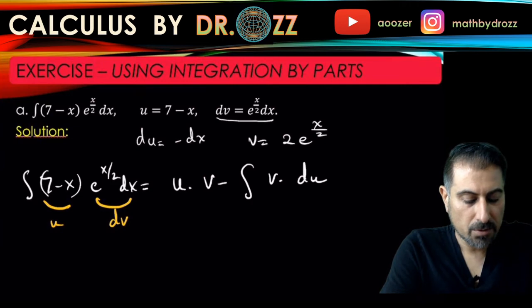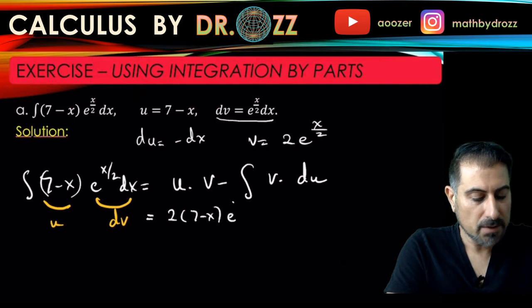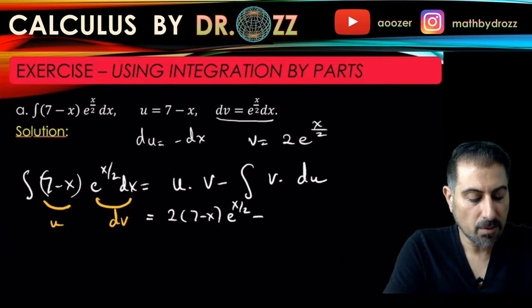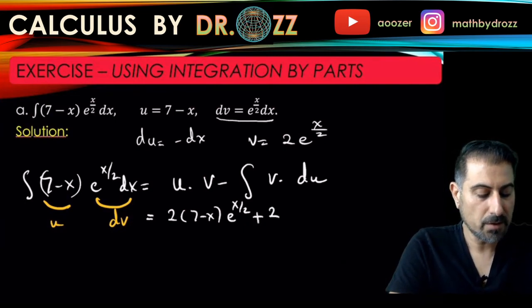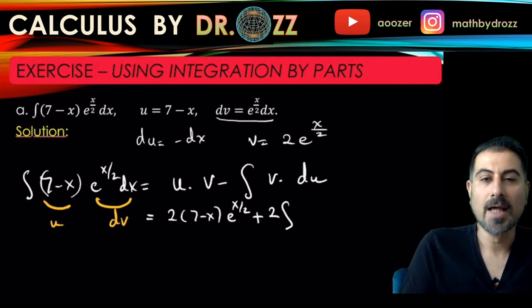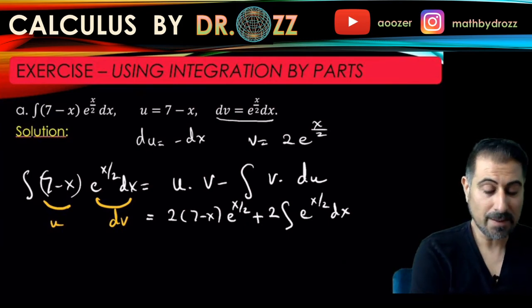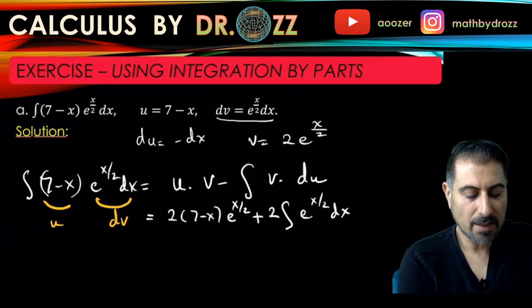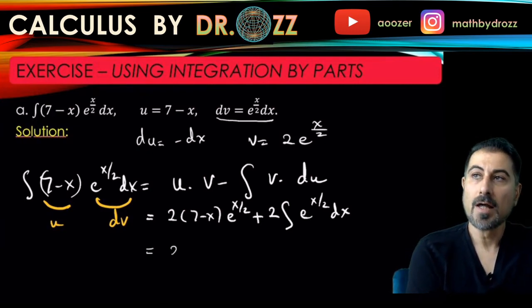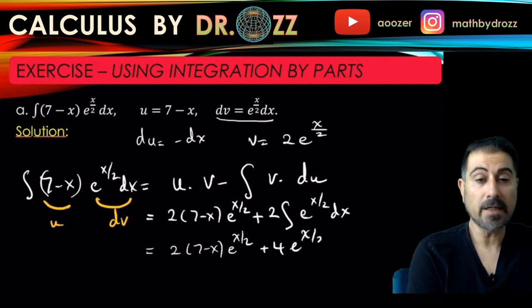Let's write everything down here. u times v is 2 times (7 minus x) e to the x over 2, minus the integral of v du. Let's see, I have 2 coming in, and they have negative dx, so that becomes plus 2 times the integral of e to the x over 2 dx. And as you see, you have the same integral popping up here. So the side work, if you had it down somewhere, would be helpful here. So 2 times (7 minus x) e to the x over 2, and obviously this is 4 times e to the x over 2, plus the integrating constant.